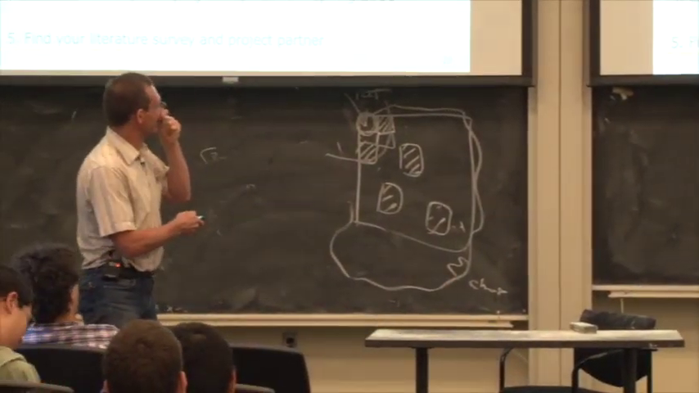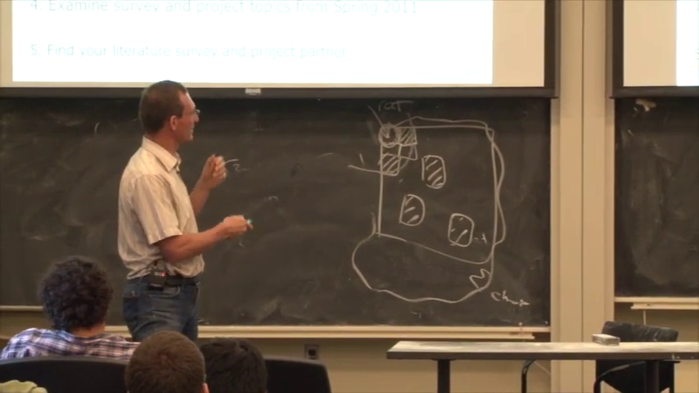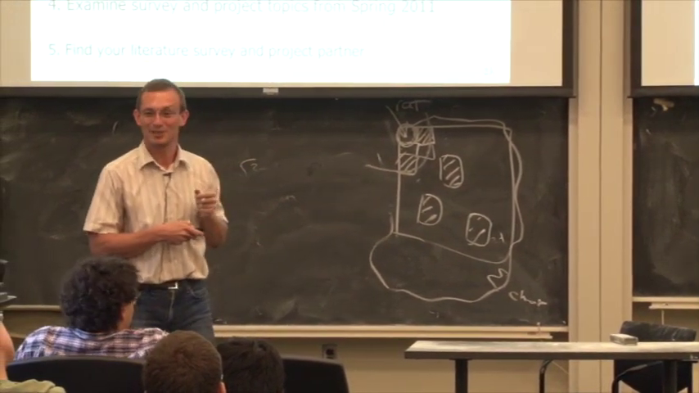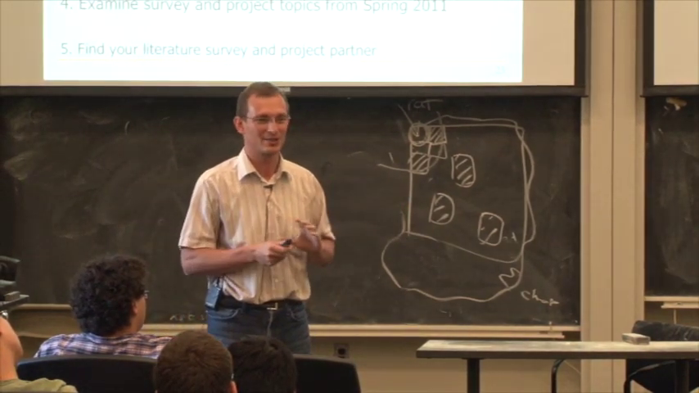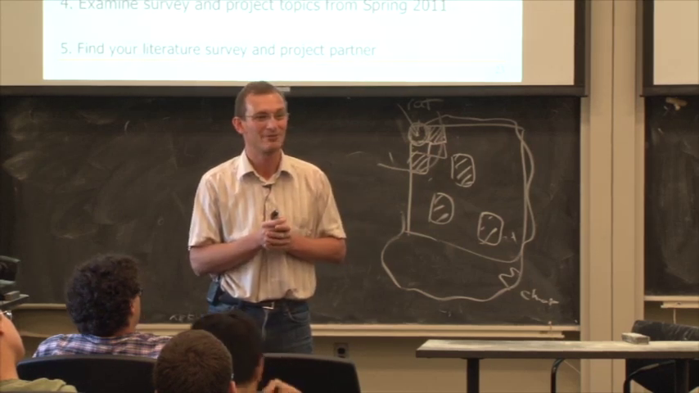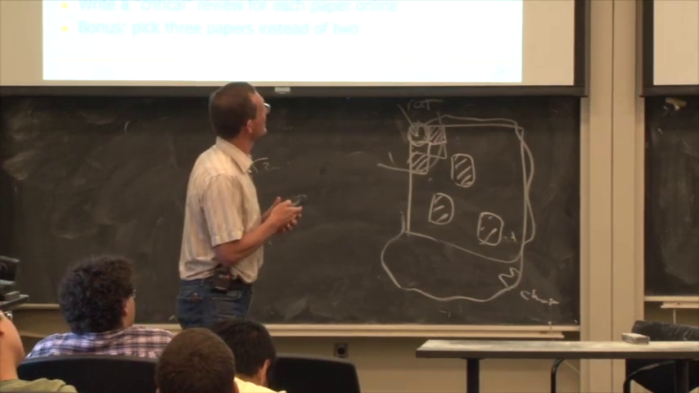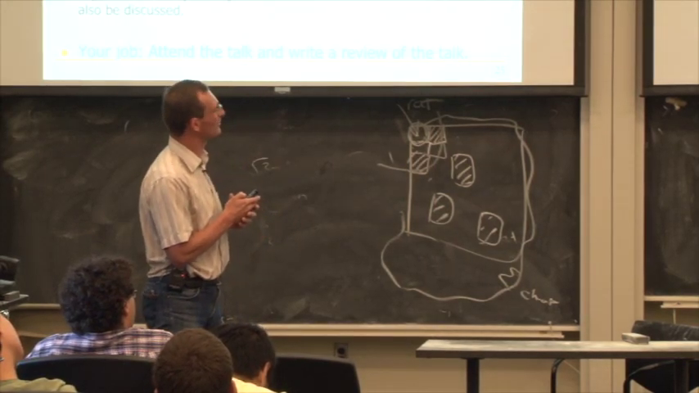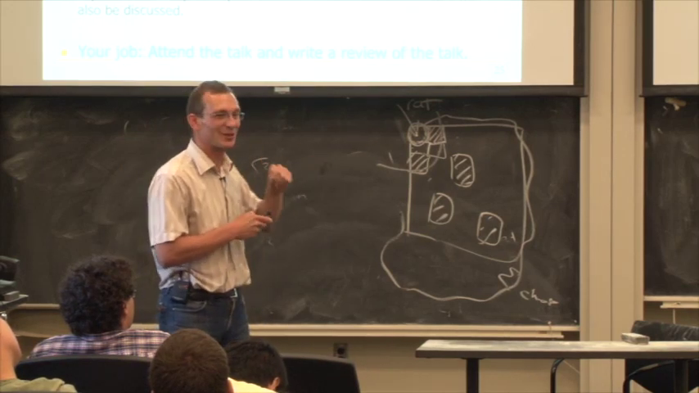Okay. And I guess this goes without saying: if you're thinking hard about this, you should find your literature survey and project partner also, if you have not already done so. This is a small enough group that you can stay after the class and figure out who your partner is if you don't have one. Okay, so we've covered this. Don't forget the review assignments. Don't forget the talk. And I hope to be there too. So I'll be looking for you guys.